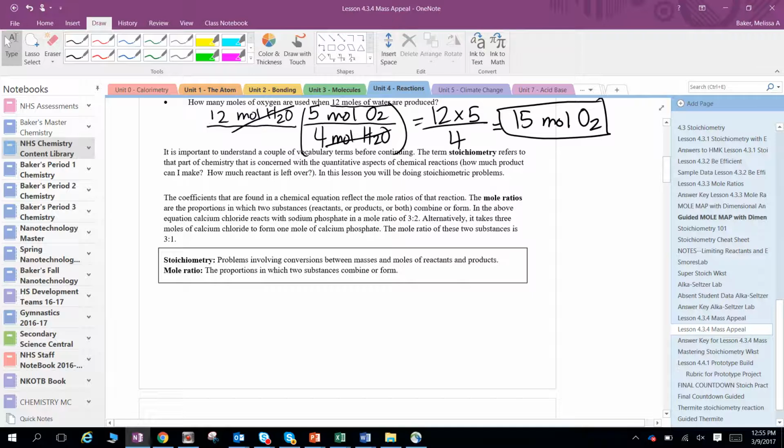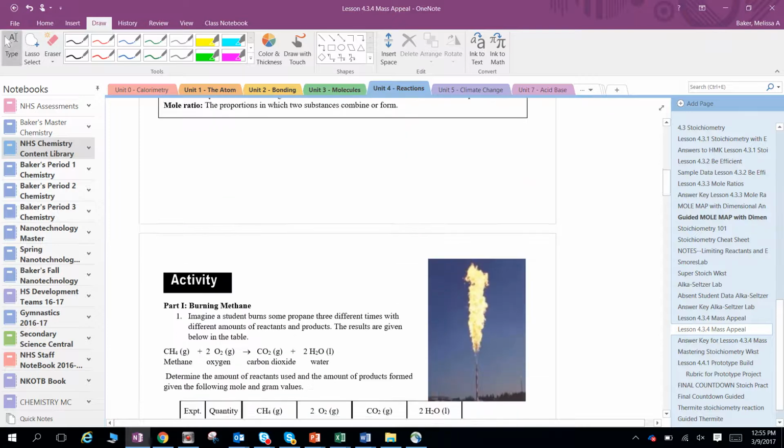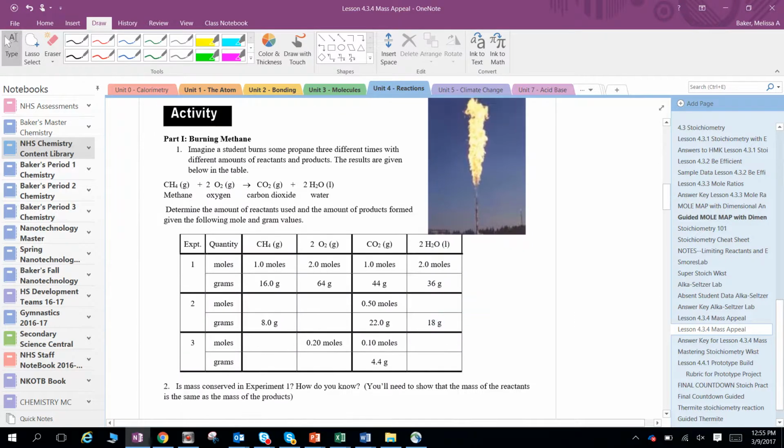And then there's some great terminology here. Stoichiometry is all about figuring out how much of a product can you make, or how much of a reactant do you need or is left over. Then there's some practice problems.